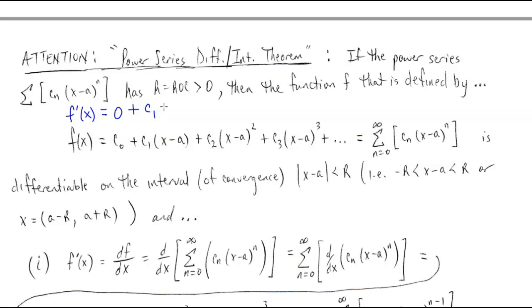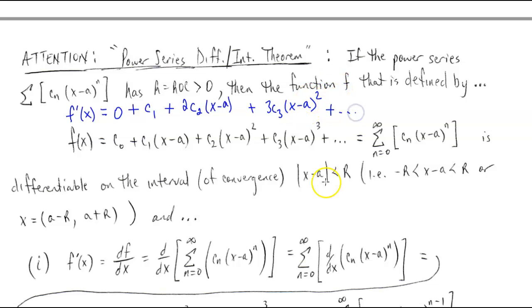The derivative of a constant is 0. If I take the derivative of the next term using the chain rule, I'll have 2 times c2 times x minus a. The next term I'll have 3 times c3 times x minus a squared. And of course, the derivative of the inside function here, x minus a, would just be 1. So that's why I'm not writing anything else. And of course, this would keep on going forward here.